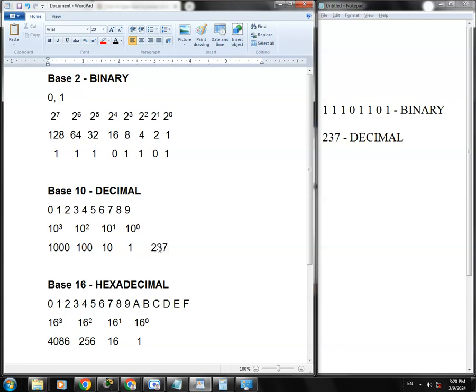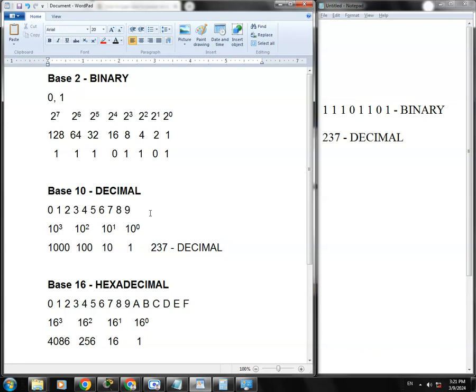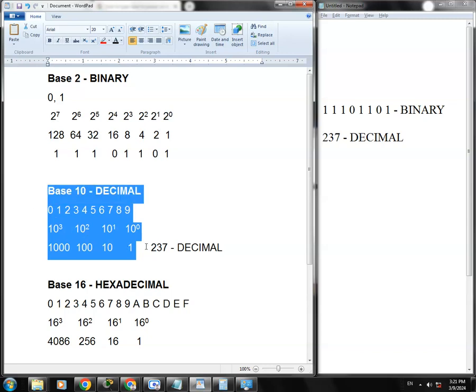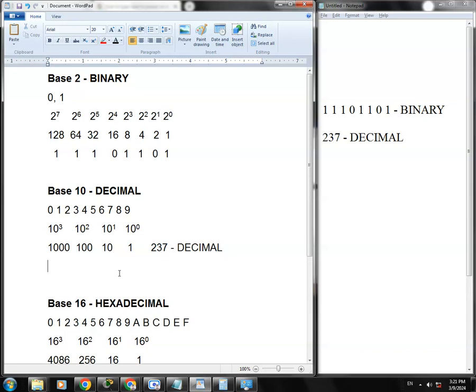Decimal, okay, 237. This is the decimal. Now that we know the decimal value, we don't actually need to use this formula. But in this tutorial I will show you how this formula relates to this 237.